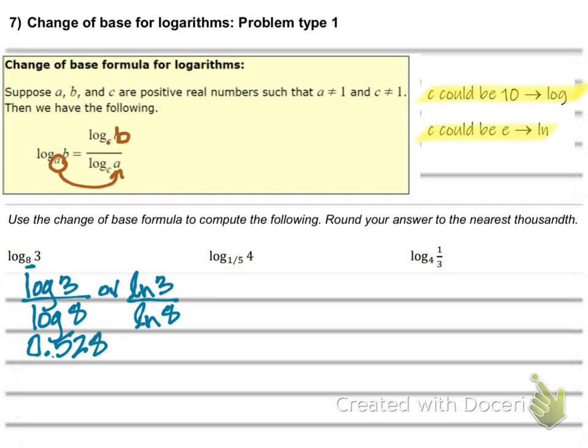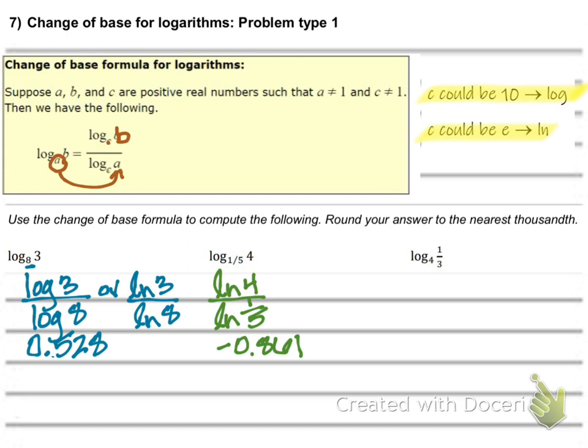If I have log base 1/5 of 4, how about the natural log of 4 over the natural log of 1/5? Natural log of 4, natural log of 1/5. I get negative 0.861. So it doesn't matter if you use log or natural log. The biggest deal is, remember, base is on the bottom.